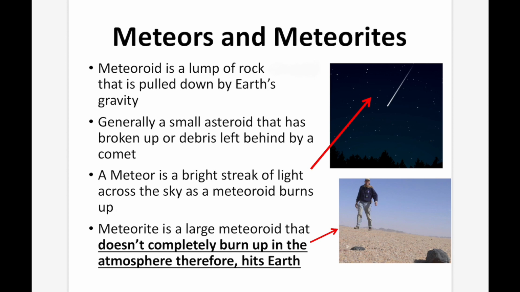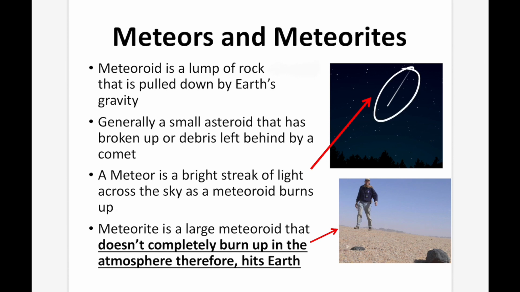A meteor is a bright streak of light across the sky as a meteor burns up. So as that meteoroid enters Earth's atmosphere, it encounters a lot of friction, which causes it to burn up. As it burns up, it creates a fireball in the sky, and that's what we see as a meteor. You can see it right there. So this would also be your shooting stars.